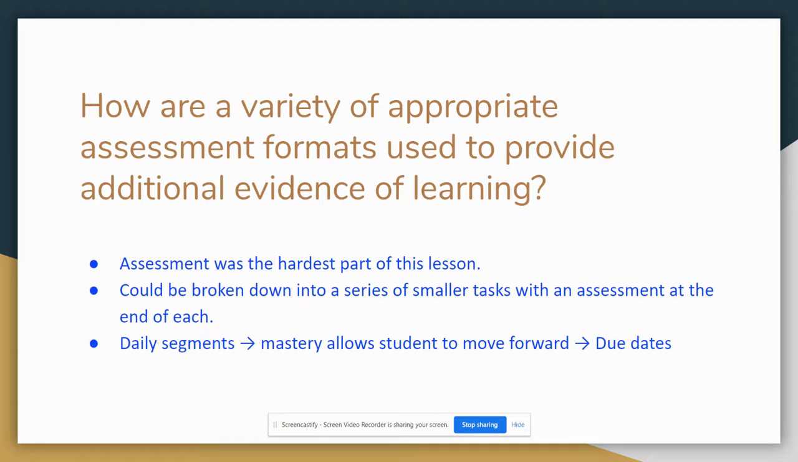So I'm thinking of like breaking it into 25 cells and then check and see how you're doing. If you're not doing well, we'll go back to lesson 1 and go over that morphology some more. I could give them daily segments with mastery, allowing them to move forward, so like scaffolding, and then give them specific due dates for each so that they're not so overwhelmed.